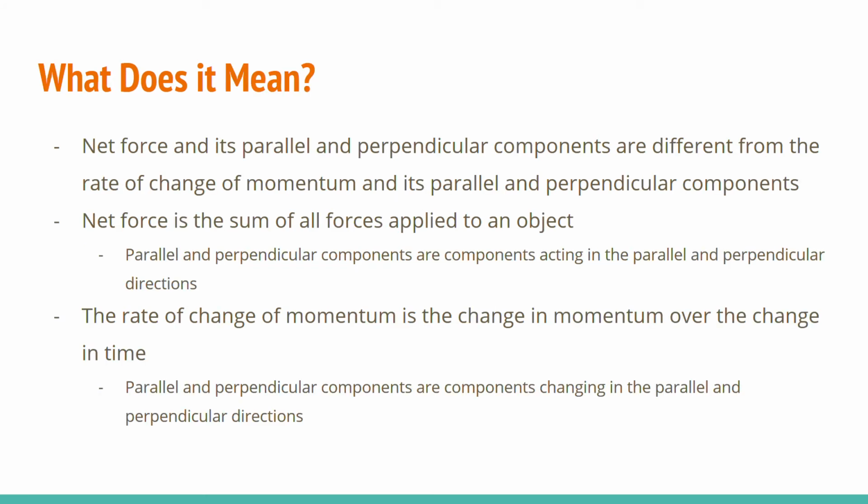What does it mean? Net force and its parallel and perpendicular components are different from the rate of change of momentum and its parallel and perpendicular components, even though they might seem the same at first glance. The net force is the sum of all forces applied to an object, and its parallel and perpendicular components are components that are acting in the parallel and perpendicular directions. The rate of change of momentum, on the other hand, is the change of momentum over the change of time. While this may seem the same, it's different in that instead of forces acting, it's what the object's doing, and its parallel and perpendicular components are components changing in the parallel and perpendicular directions.